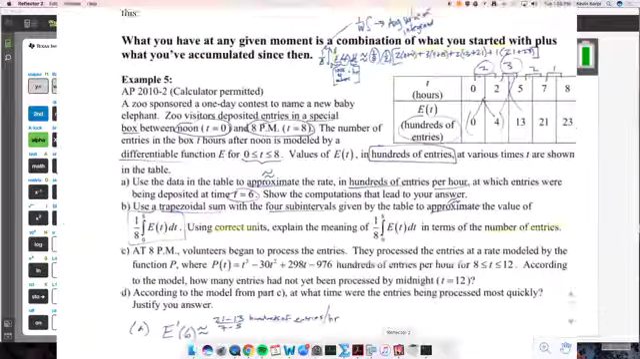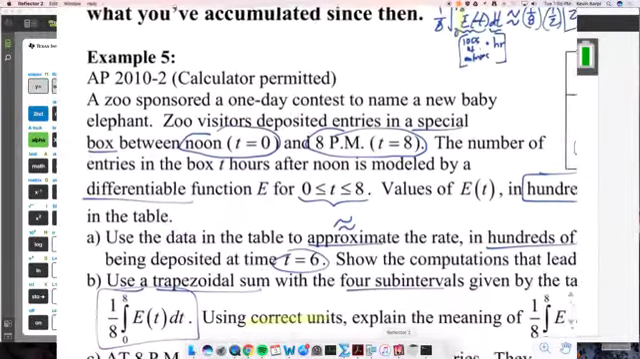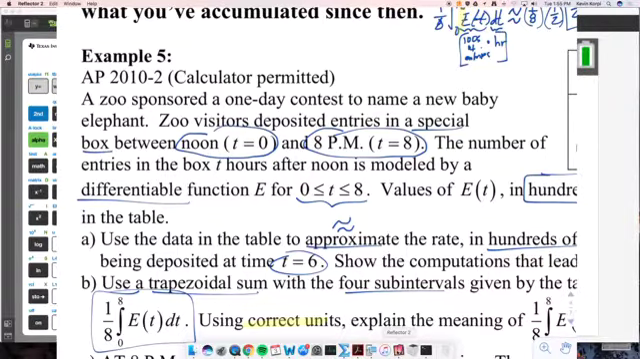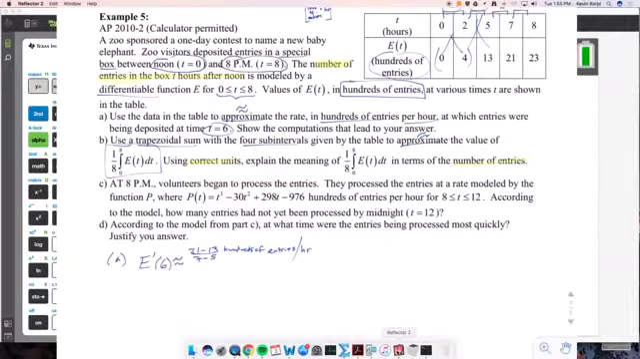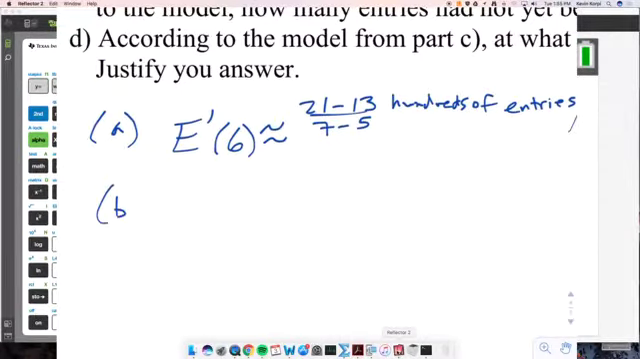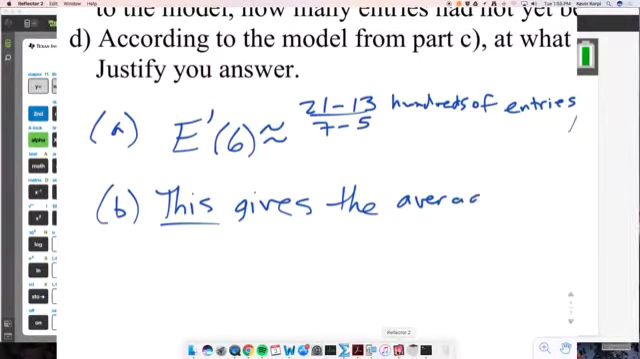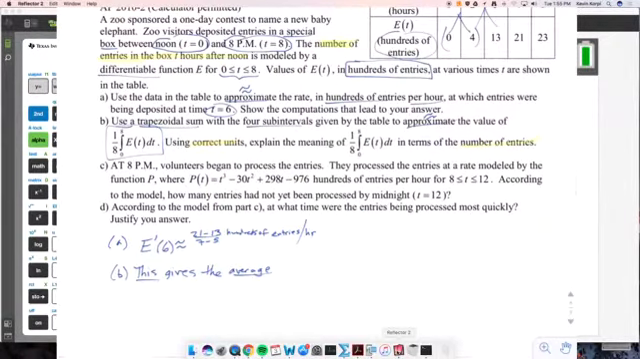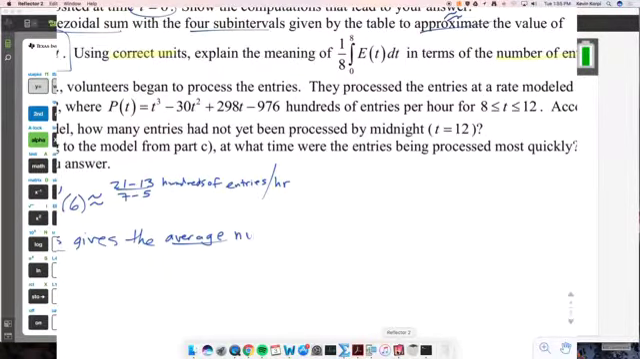Integrand. So let's carefully think of what E is. E is, it tells us, right? E is the number of entries in the box t hours after noon. So I'm going to answer it down here where I have room. This, and again, I can use the word this because I'm only referring to the one thing they ask in this section. This gives the average, we're just going to throw that word in there, and then I'm going to come back and use their words. It's the average number of entries in the box.